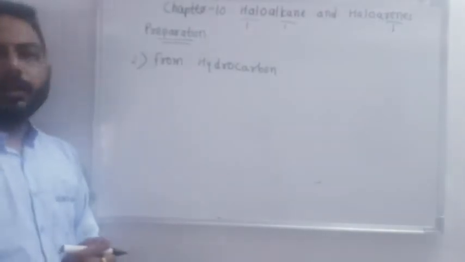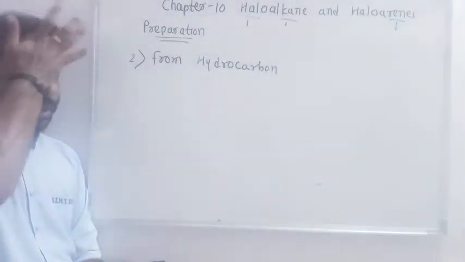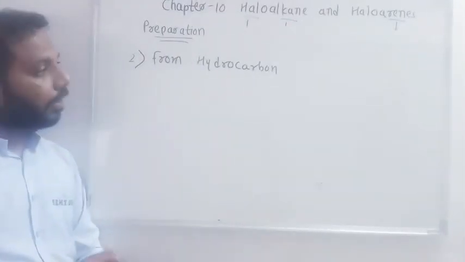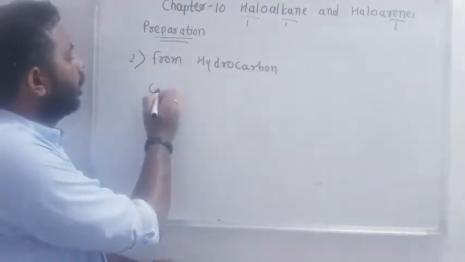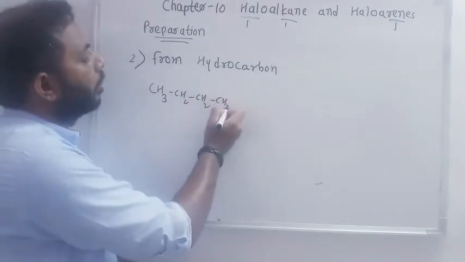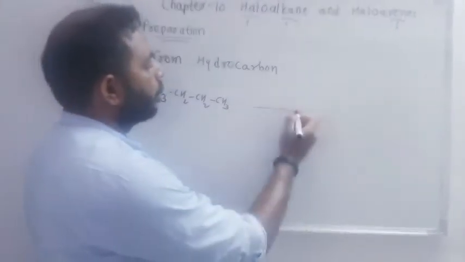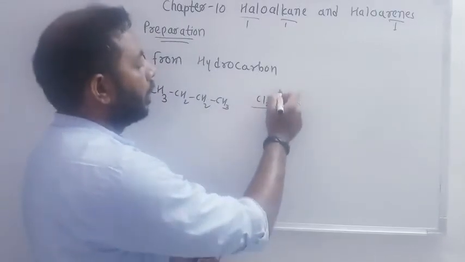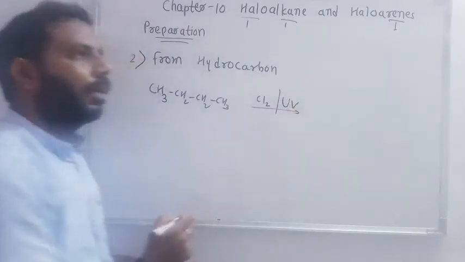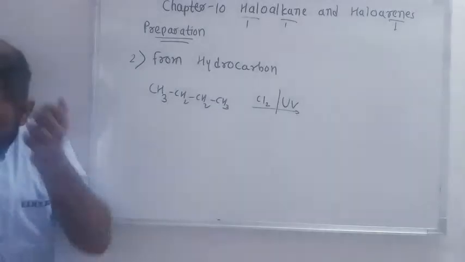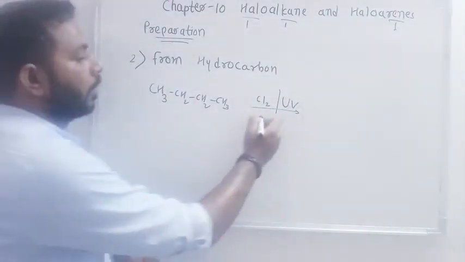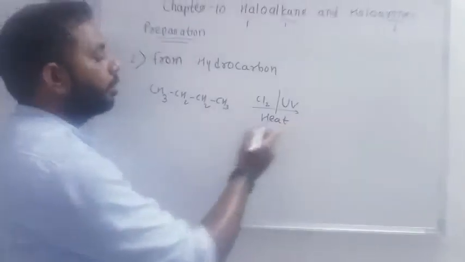Preparation of haloalkane from hydrocarbon, and this is one of the easiest preparations. We have got a hydrocarbon like butane, CH3CH2CH2CH3. Butane reacts with a halogen, let's say chlorine, Cl2, in presence of UV light, and the temperature range is around 200. So we need to boil this reaction mixture.